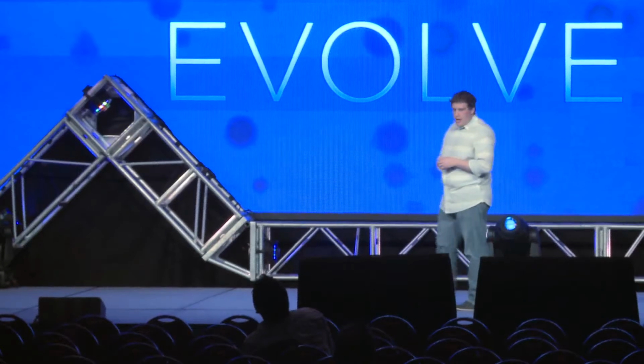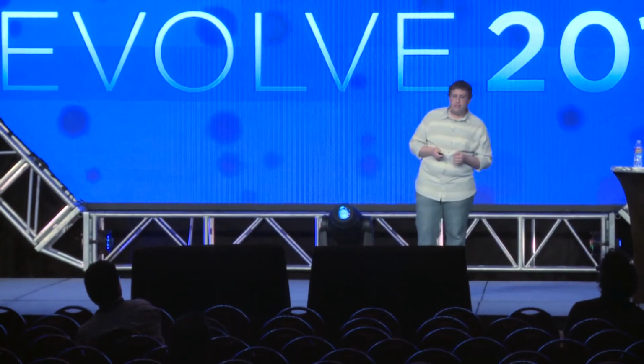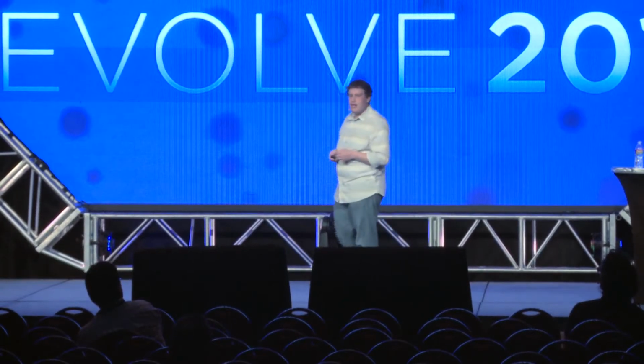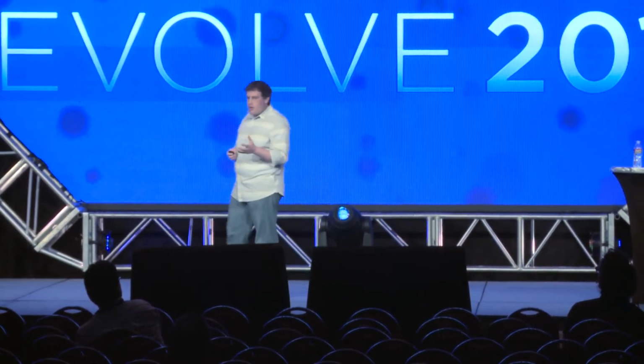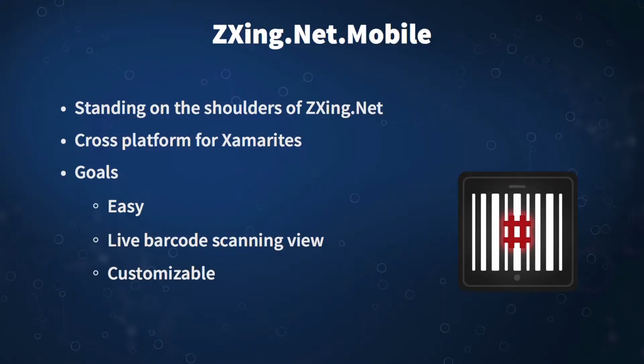So zebracrossing.net.mobile. Talking about the name, it is the last component in the component store. And I would love to see someone beat me to that honor. But I wanted to keep the name consistent with using the library zebracrossing.net. So that's where we have zebracrossing.net.mobile, which is a big mouthful. And again, I'm standing on the shoulders of giants here. It's an awesome library. It's cross-platform. You know that. It's Windows Phone, iOS, Android.